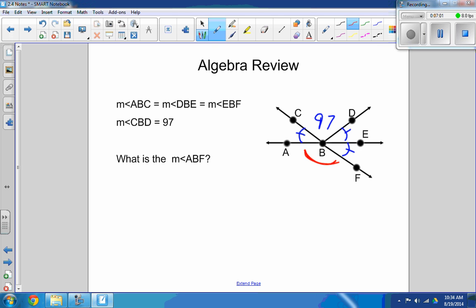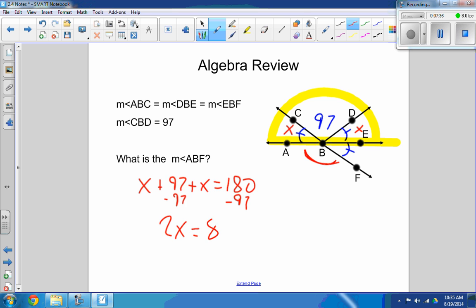So it's asking, what's this angle here? Well, let's work through this process. What do we know? We know that's a line. Thus, what does all that add up to? 180 degrees. I'll call these x, they're congruent. So x plus 97 plus x equals 180. I'm going to subtract 97, and at the same time do x plus x, and I get 2x equals 83. Divide by 2, and I end up with 41.5.